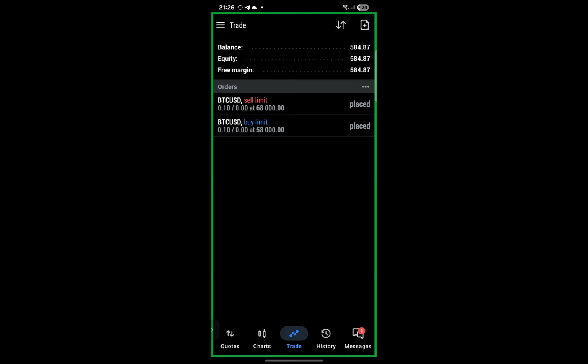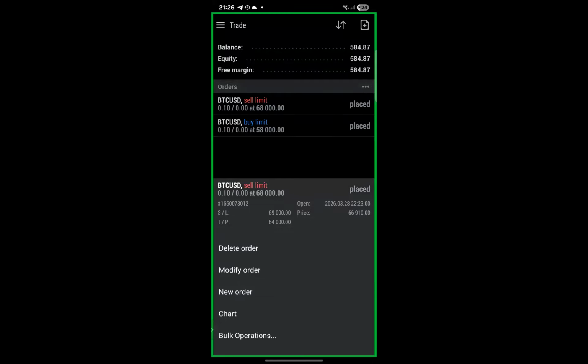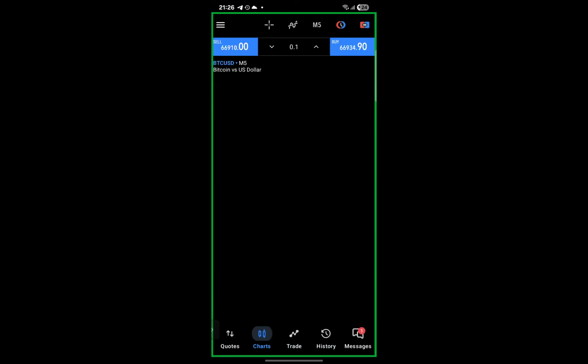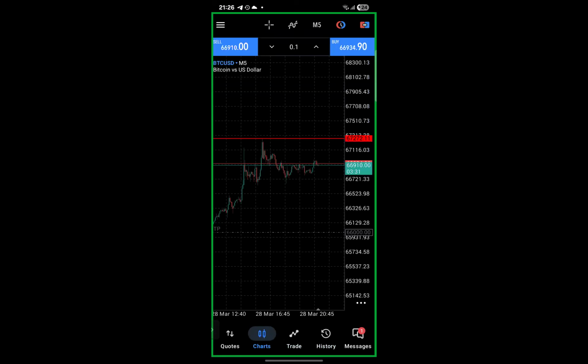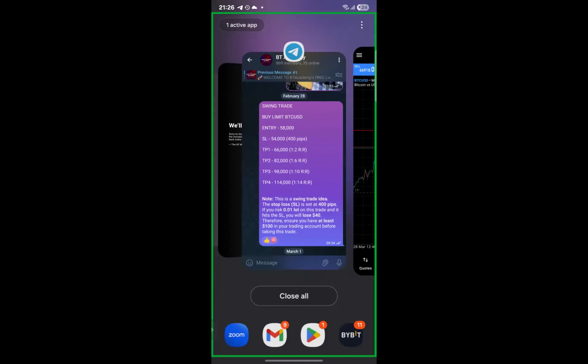So that's about how to take trades. If you want to close the sell limit, it's the same thing: you can hold it down for a few seconds and click on delete order. But I'll leave this buy limit trade here. So this is all you need to know about MT5.